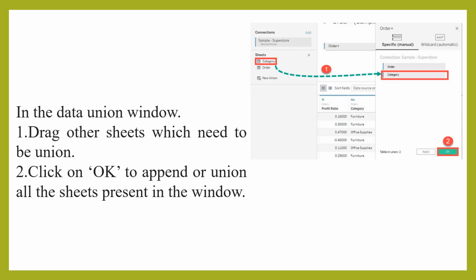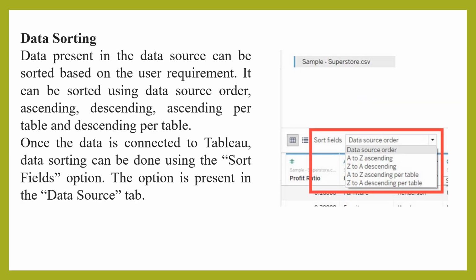Once you select the replace data source option, you can see the replacement data source window like this. After that you just click on OK. After clicking on OK, the data source file is replaced. So that's all about this.